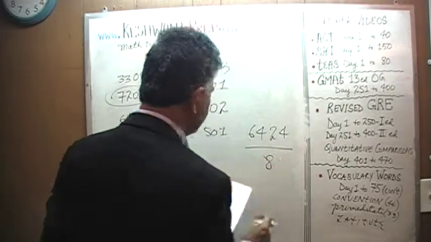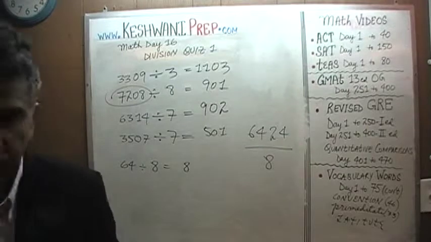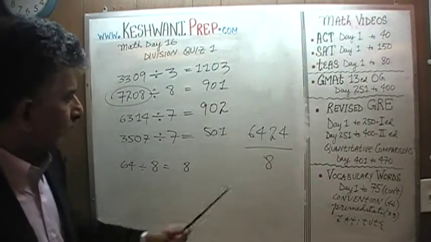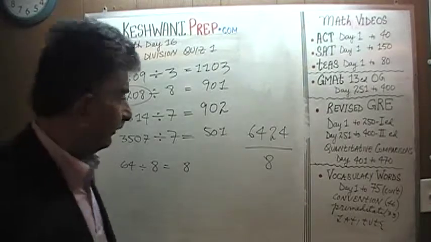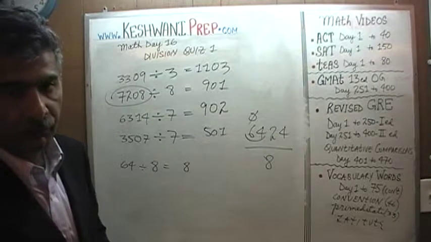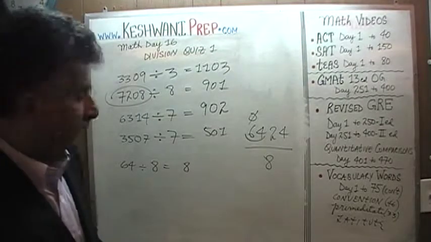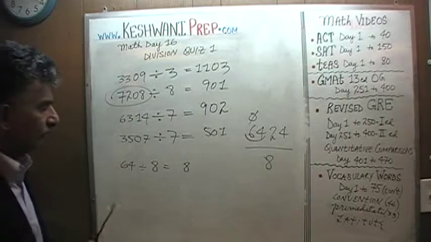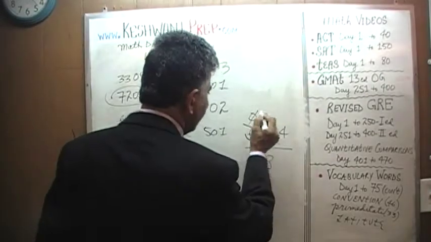6,424 divided by 8. You do it yourself. Pause the video, do it yourself. 6,424 divided by 8. How many 8s does 6 have? 6 has no 8s. That 6 goes and joins the 4, becomes 64. How many 8s does 64 have? 64 has 8 8s. 8 8s are 64, 8 squared is 64. So we cut out the 64, we put down 8.